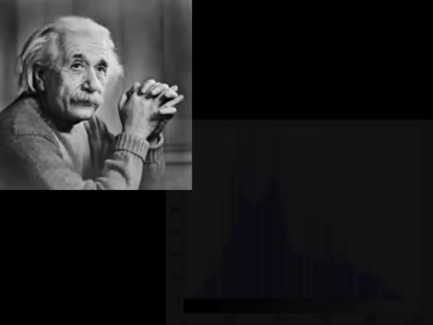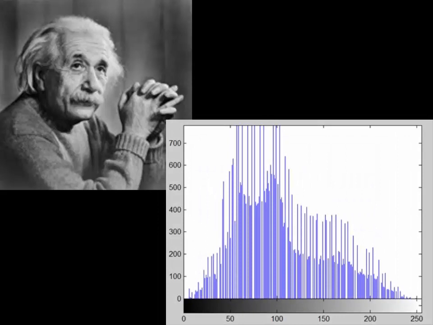This is a picture of Einstein and its histogram is this. The x-axis of the histogram shows the range of pixel values. It has 256 levels of gray, or shades of gray, in it. That's why the range of the x-axis starts from 0 and ends at 255, with a gap of 50. Whereas on the y-axis is the count of these intensities.